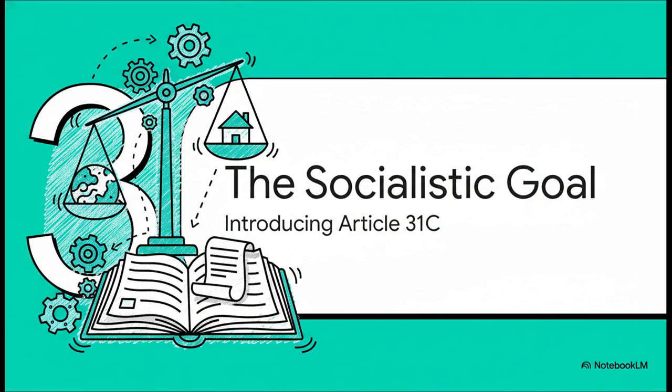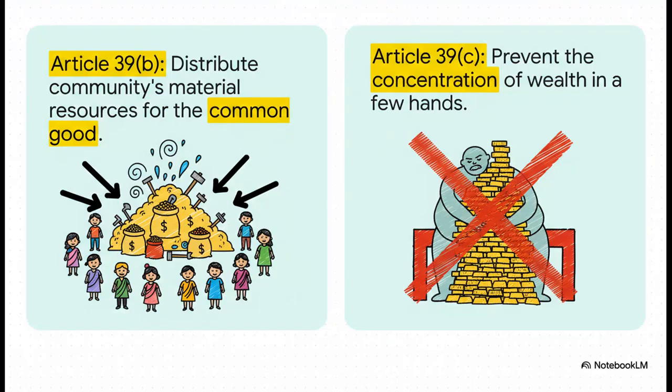The next big chapter came with the 25th Amendment in 1971. This is where Parliament really doubled down on prioritizing its socialist goals over an individual's right to property. Now, to get what happens next, you have to know about these 2 directive principles. Remember, these aren't rights you can demand in court, but they're meant to guide the government. And Articles 39(b) and (c) are all about creating a more equal society, sharing resources, and making sure wealth doesn't just end up in the hands of a few people.